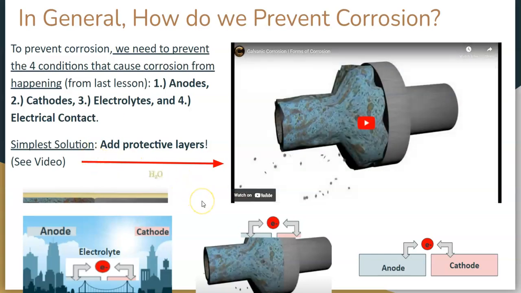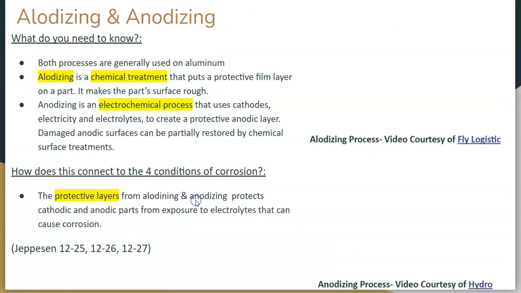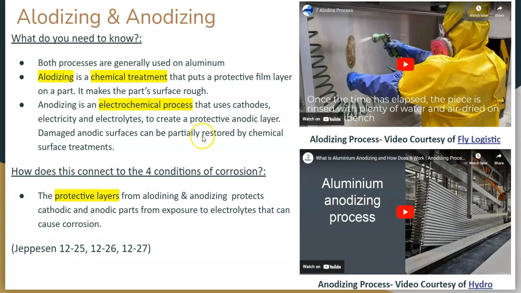So, protective layers. You may be wondering what specific protective layers you should add. Well, it depends on the situation, depends on the kind of metal that you're using. Let's get a little more into that. So, to start off, let's talk about aluminum. Aluminum's a very common fuselage metal, especially in some older aircraft.